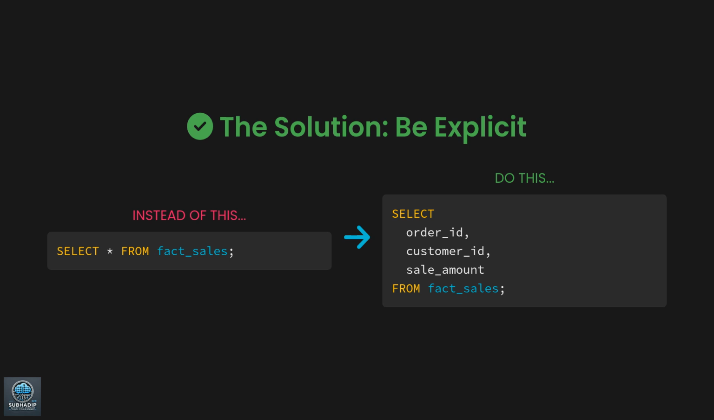The fix is simple but powerful. Always specify the columns you actually need. This not only reduces the amount of data being processed and sent over the network, but also makes your query self-documenting. Anyone reading your code will know exactly which data points are being used.